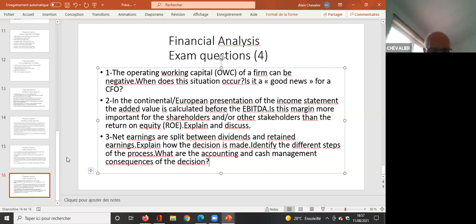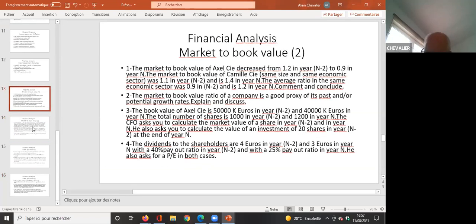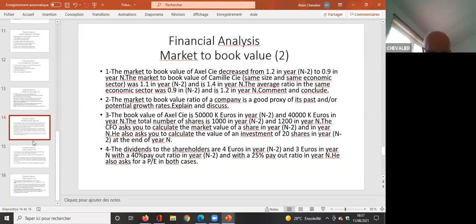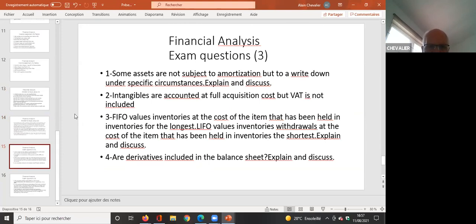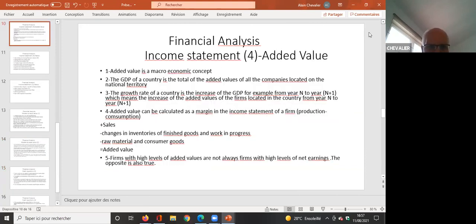Now, I will keep the 2 other topics, first market value to book value, and I need a few minutes with an exercise to go through that with you, and also another set of exam questions, which is set number 3. Just what I want to perhaps summarize at the end of this session is the following.